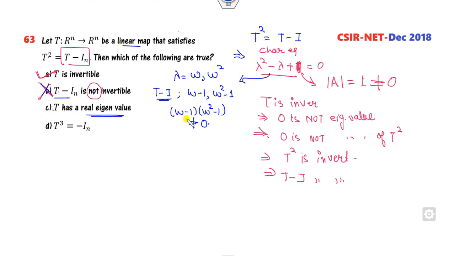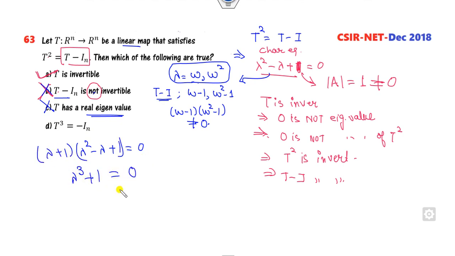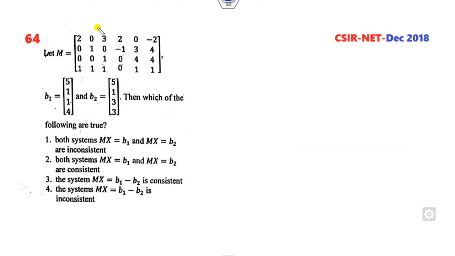T has a real eigenvalue. That's wrong because this is a complex number. So it is here. T cube is my minus I. So what is the meaning of that? That's very simple, because we all know this is there. If I multiply both sides by lambda plus 1, so what is that? This is a cube plus b cube is 0. What is that? This is minus 1. It means this is satisfied. So the right answers are A and D.